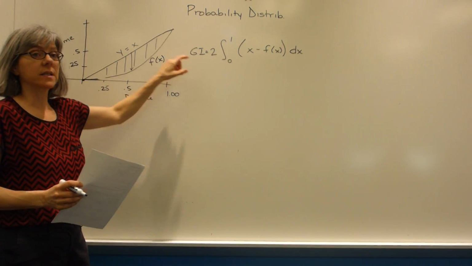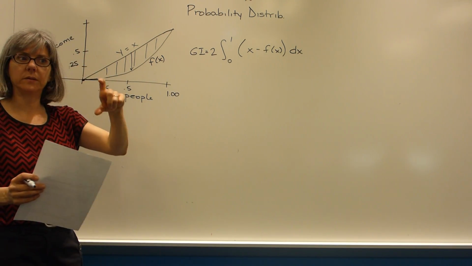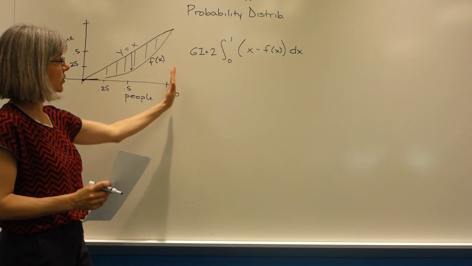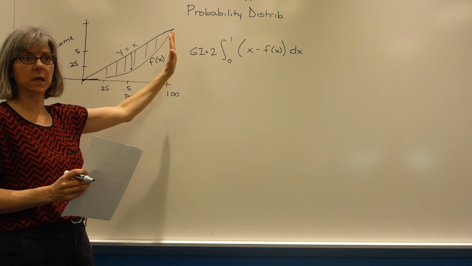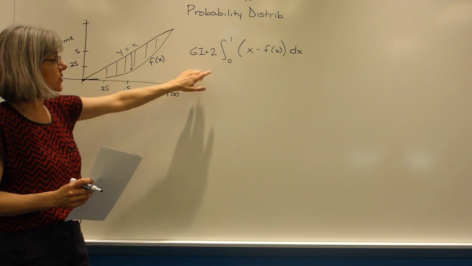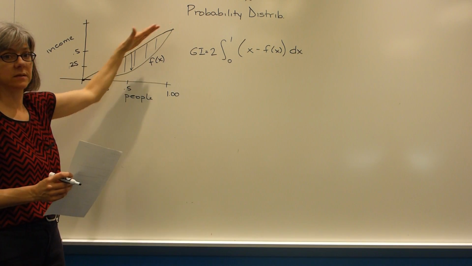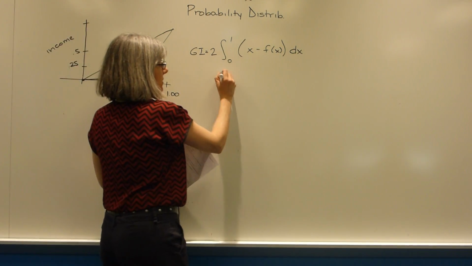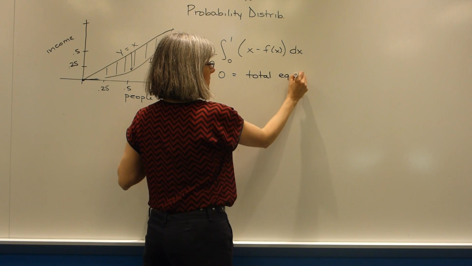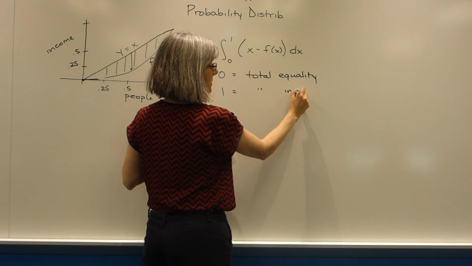So the index is not strictly speaking the area. The index is a number that tops out at 1. So when you get to 1, that means you are the whole triangle. You are completely unequal. If this turns out to be 0, then that means this is right on the line. So that means that 0 is total equality, and 1 is total inequality.